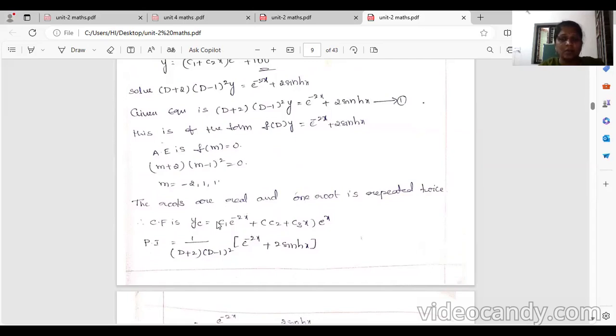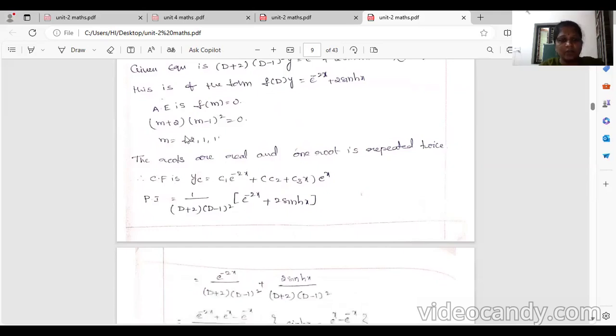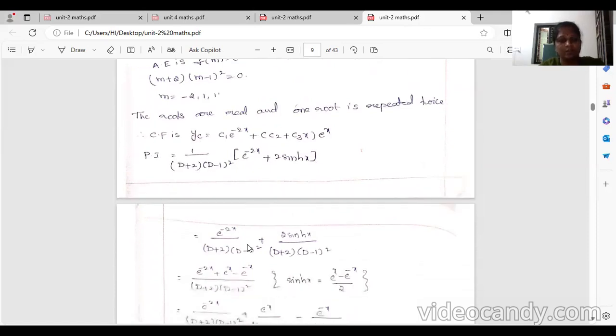Then the complementary solution is y = c1 e^(-2x) plus, since these 2 roots are equal, (c2 + c3 x) e^(x). Then the particular integral is 1/((D+2)(D-1)²) of e^(-2x) + 2 sinh x. So y equals taking f of D on the right-hand side, 1 by f(D).